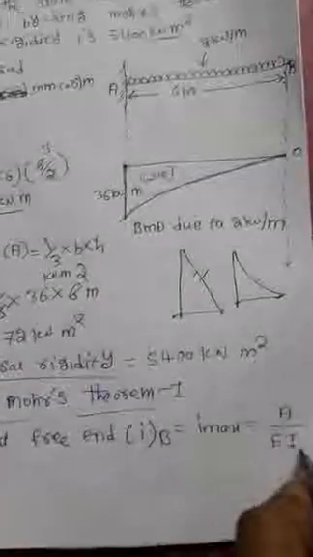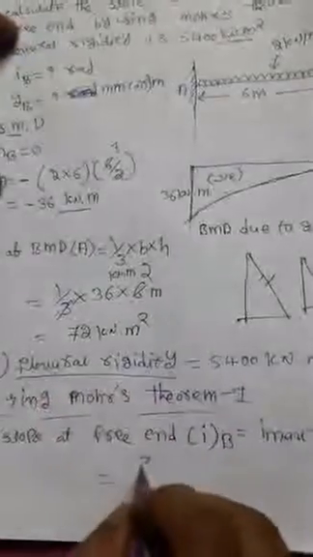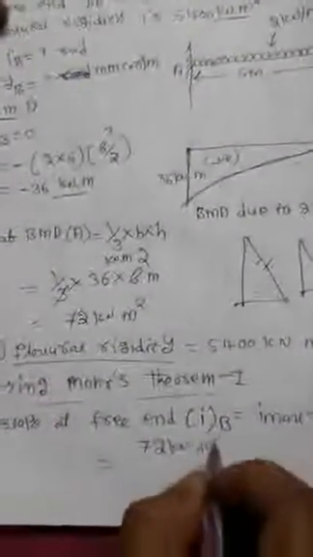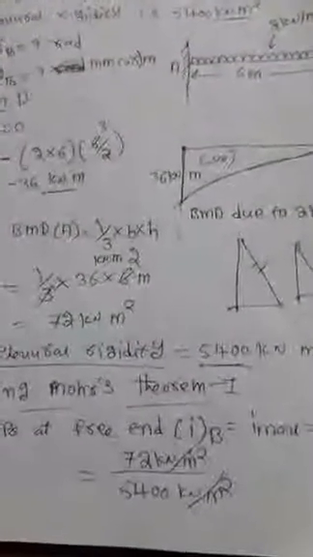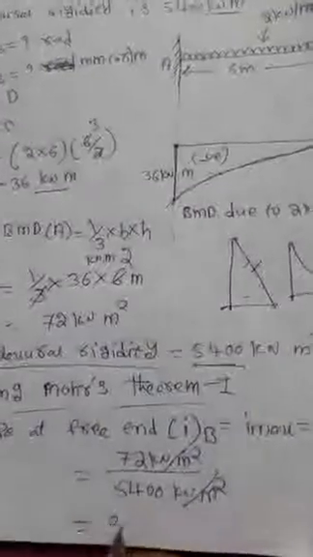So Morse theorem 1 gives the formula A by EI. A is nothing but, already we got the value, 72 kilonewton into meter square, and EI is already in the problem, EI equal to 5400 kilonewton into meter square. So kilonewton into meter square cancels, there are no units. So 72 by 5400 is equal to 0.0133 radians is the answer.